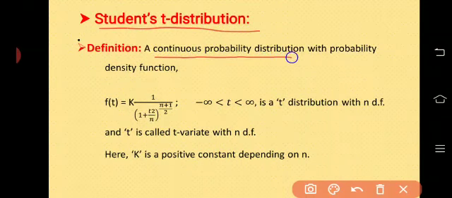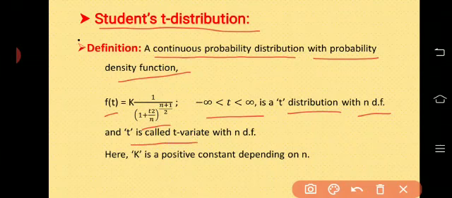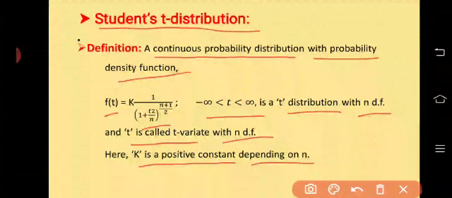A continuous probability distribution with probability density function f of t equal to k into 1 divided by (1 plus t square upon n) raised to (n plus 1) divided by 2, where minus infinity less than t less than infinity, is a t distribution with n degrees of freedom. Here t is called t variate with n degrees of freedom, and here k is a positive constant depending upon n, where n is degrees of freedom.